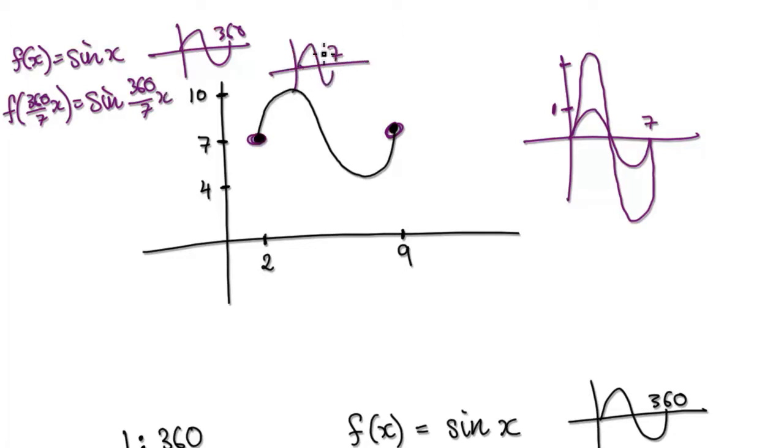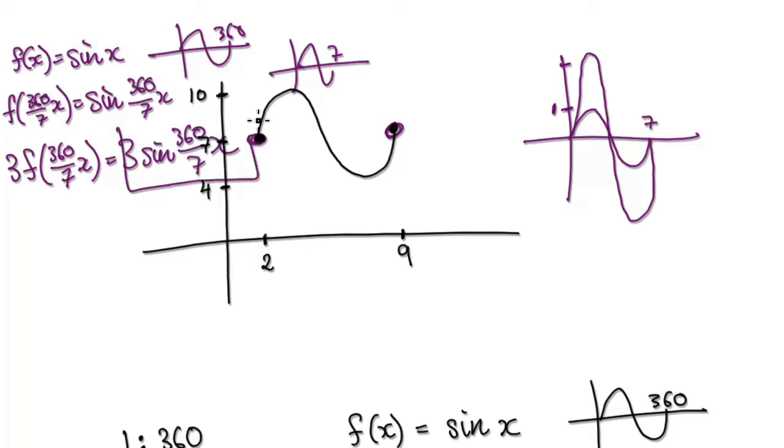Now we need to change the amplitude. So let's apply this transformation: stick a 3 in front here. So that would be 3 sine 360 over 7x.